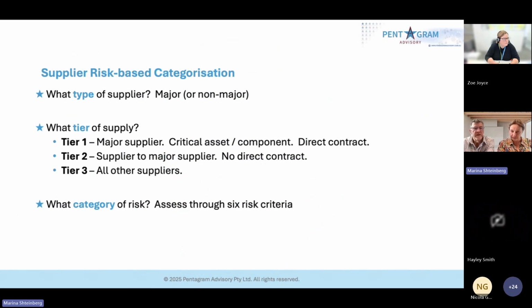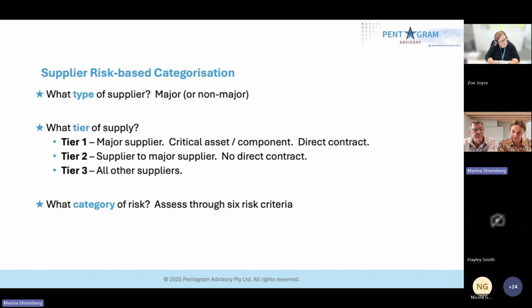So in terms of supplier-based risk categorisation, there's 3 things we're trying to establish here. What type of supplier? Now, the SOCI Act and rules talk about major suppliers, and they describe that, and we'll go to that slide in a moment. That means, of course, anyone that's not a major supplier would be a non-major supplier, but it's that type of supplier you need to, in that binary sense, choose.